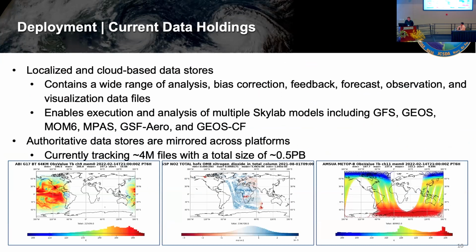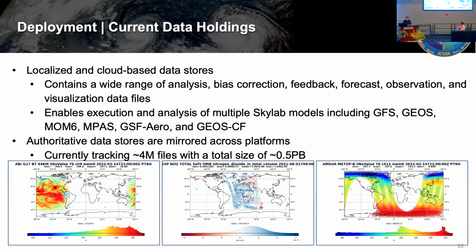So we can talk about what our current data holdings are. Of course, we keep mirrors of data so we don't have to continuously pay for egress out of the Amazon cloud, but it contains a wide range of analysis, bias correction, feedback, forecast, observation, and visualization data files. And along with the JEDI and Skylab applications, it enables the execution and analysis of multiple models, including GFS, GEOS, MOM6, MPAS, GFS Aero, and GeoCF. A lot of these we've heard about during our conference.